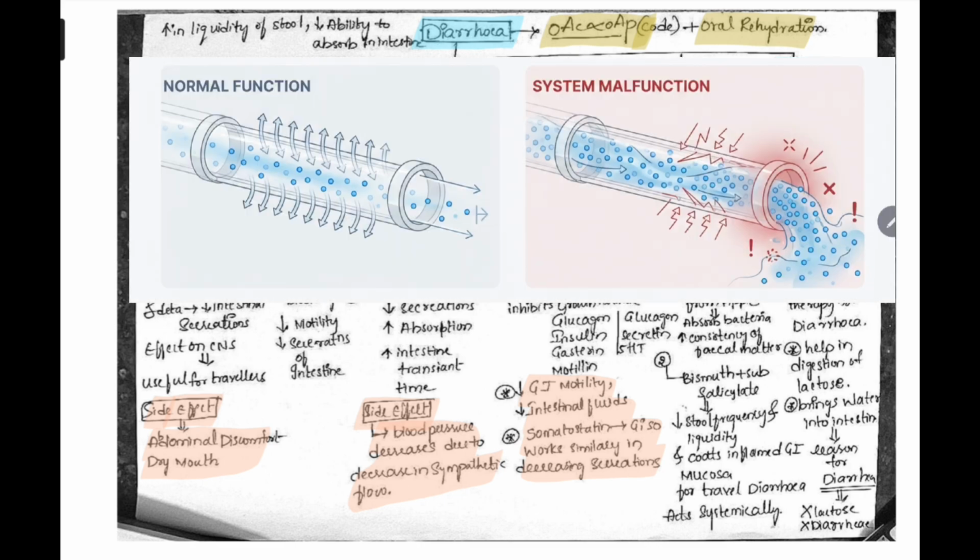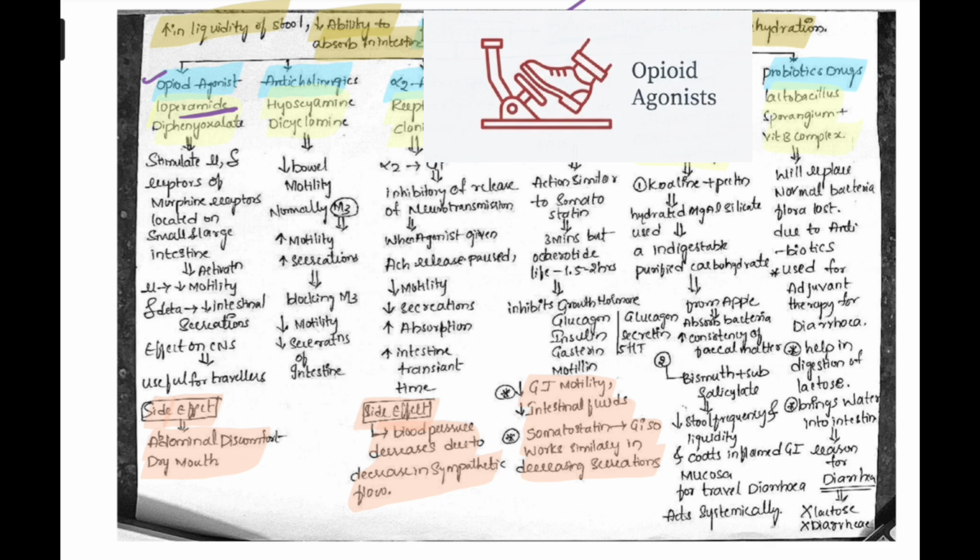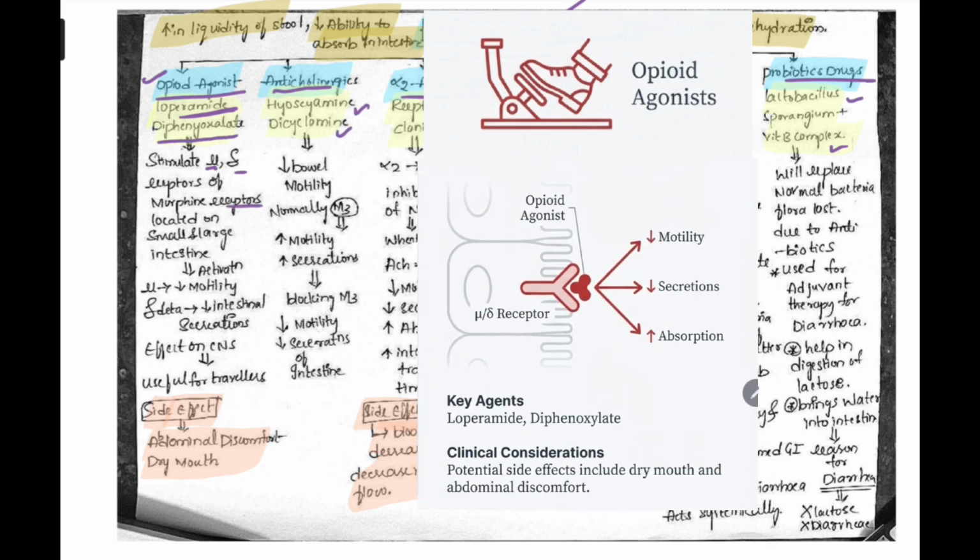It is an increase in the liquidity of the stool and a decrease in the intestine's ability to absorb. We have to remember this code. OA refers to opioid agonists, with loperamide and diphenoxylate, which stimulate the mu and delta receptors, the morphine receptors located on the intestine. The mu decreases the motility and the delta decreases the intestinal secretions.